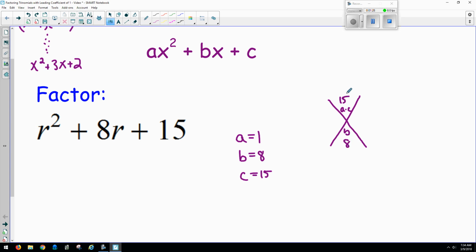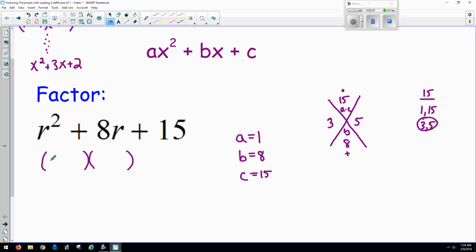So we want to come up with two numbers that when we multiply them, we get 15, and when we add them, we get 8. So we're going to just list the factors of 15. So we can have 1 and 15 or 3 and 5. And as we can see, our only option for two numbers that are going to add to give us 8 is 3 and 5. So those are the two numbers we're going to put on the two sides of the x, 3 and 5.